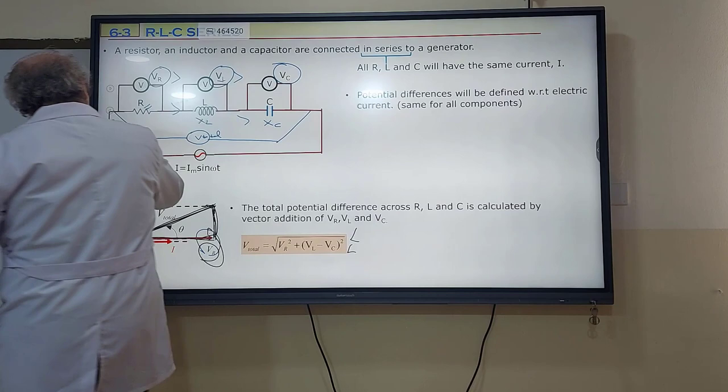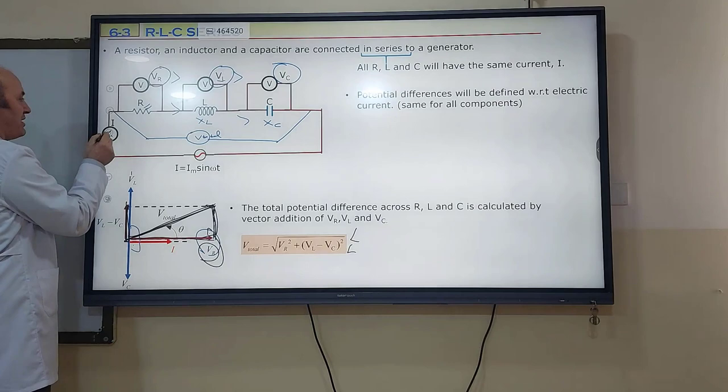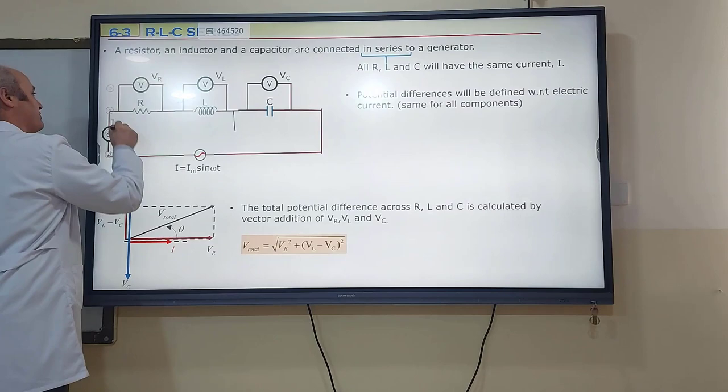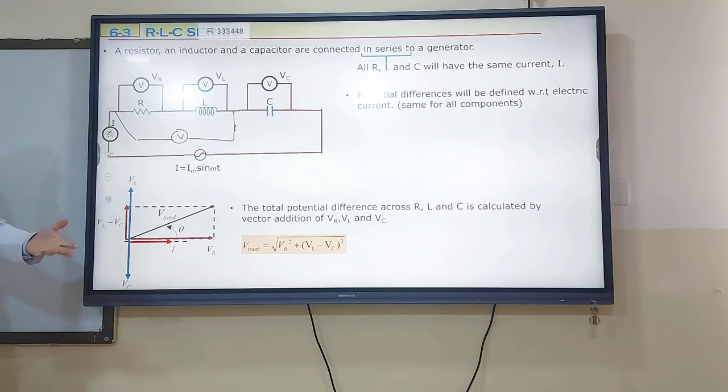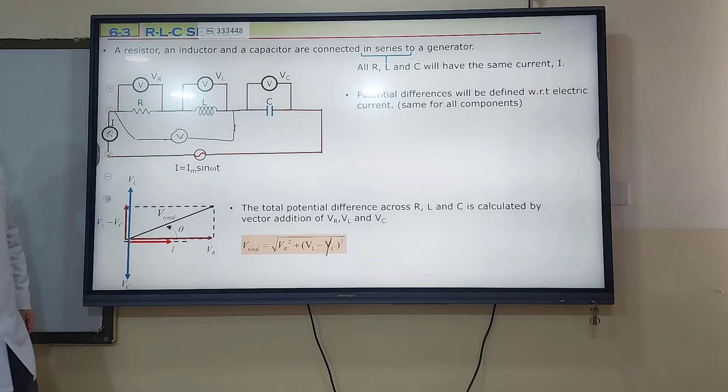So if they want to know the total potential difference, that is this one, but sometimes they can ask different questions like this. For example, what is the potential difference between these two points? What is the reading of this voltmeter? This voltmeter is connected across what? Resistor and coil. So no capacitor. You are going to remove VC in this case.